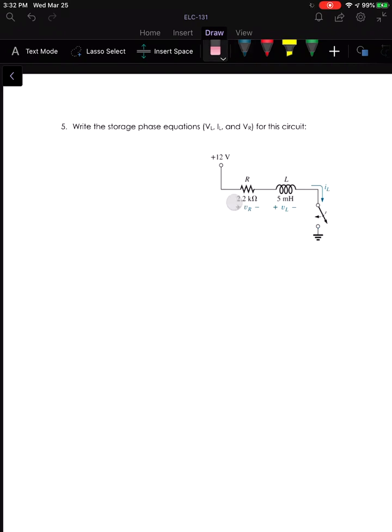So I'm going to clear the rest of that out, and let's write our storage equations. Okay, so I sub L, remember, as we close the switch, this inductor is going to push back against the voltage source that's trying to push that current through, and it's going to take some time to establish that current. So the current is going to start at 0 and go to a maximum, which is 1 minus e to the minus t over tau.